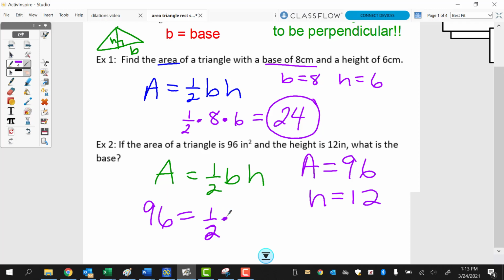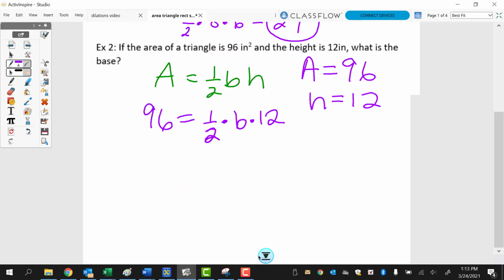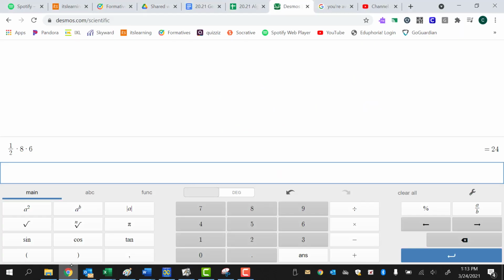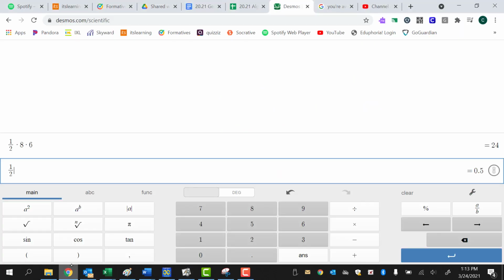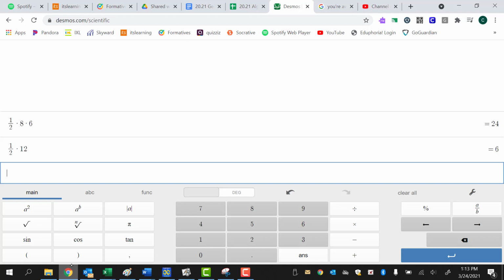Times, do I know what B is? No, that's what I'm trying to figure out, so that's going to stay a B. But I do know H is supposed to be 12. Now I have to solve this equation for B. The first thing I'm going to do, on the right side of the equation, is multiply the 1/2 and the 12. So 1/2 times 12 is 6.